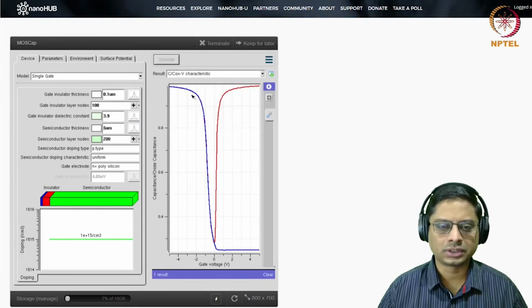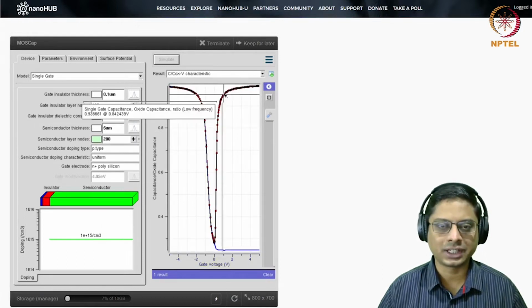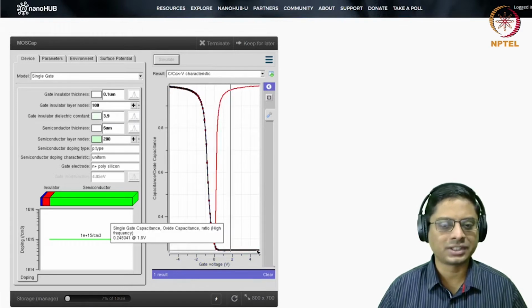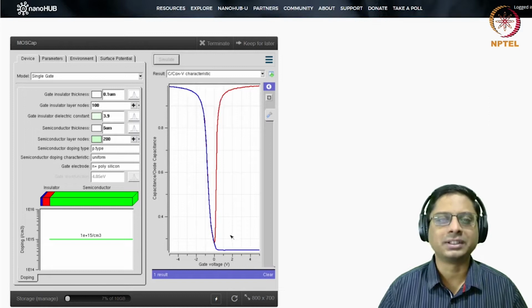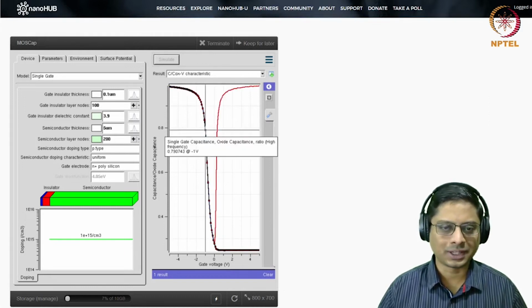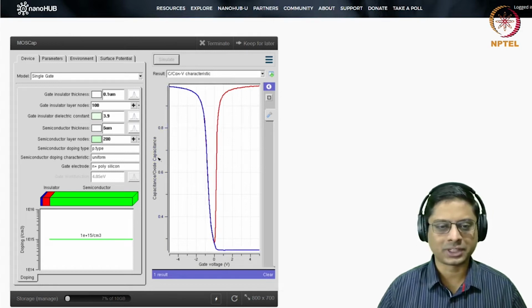So we see that the red curve is a LFCV and the blue curve is a HFCV. So we saw the characteristic pattern that we explained in the class, in the lectures. You see this. So this is the normalized CV, okay, so capacitance by oxide capacitance.